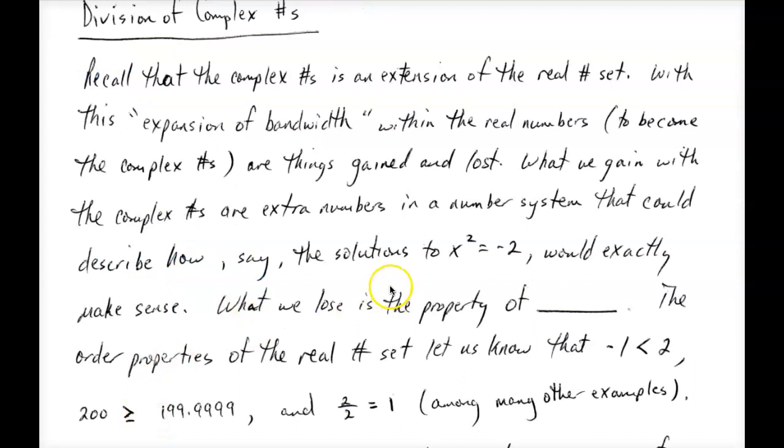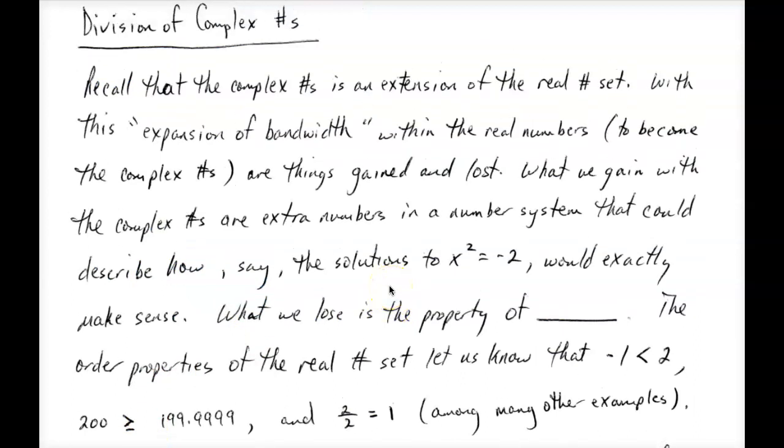All right, so now we want to discuss complex numbers as far as being able to divide them. And I'm just going to read this verbatim here to kind of make my point. So we want to recall that the complex numbers are an extension of the real number set. And with this expansion of bandwidth within the real numbers to become complex numbers, are things gained and lost? What we gain with the complex number system are extra numbers that let us come up with solutions to an equation like this.